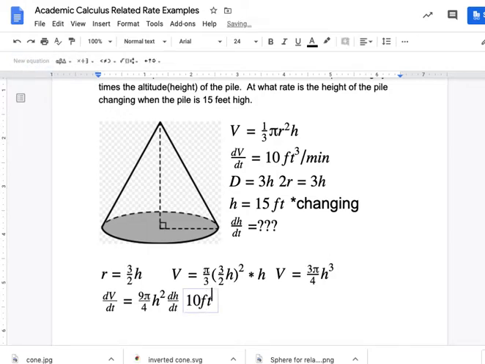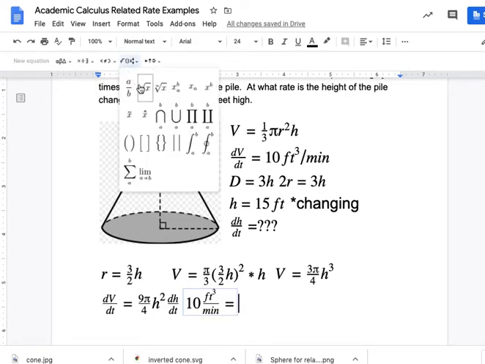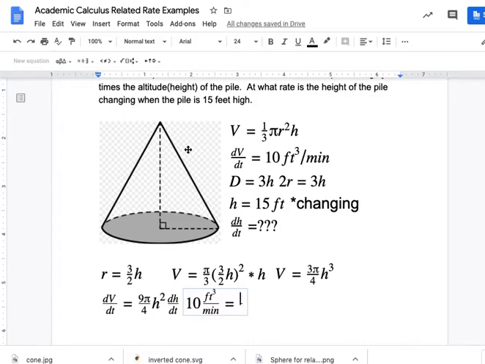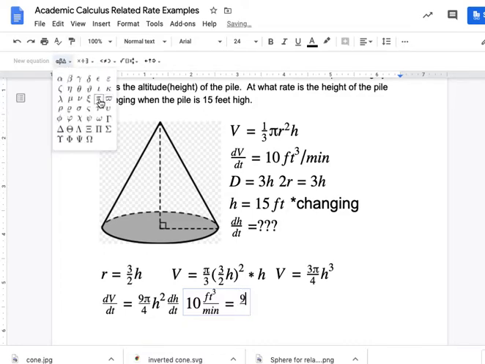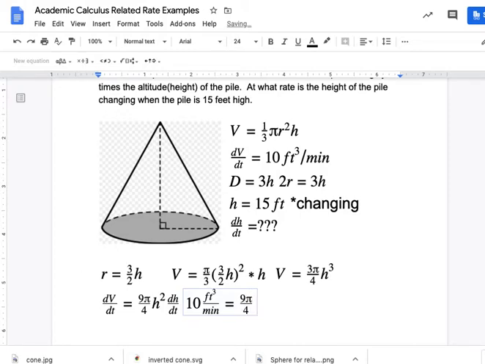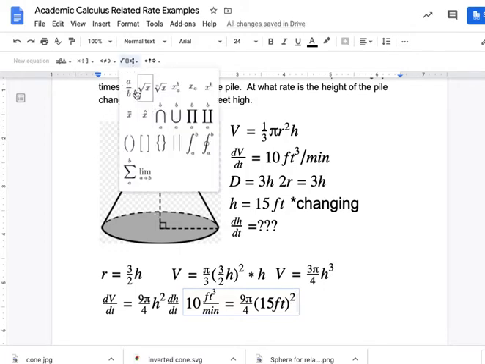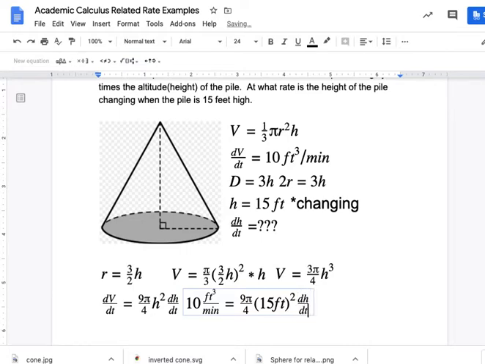10 feet cubed per minute equals 9 pi over 4 times, we plug in our 15, so we're going to have 15 feet, and that's going to be squared, and that's multiplied by our unknown fraction that we're looking for, dH over dt.